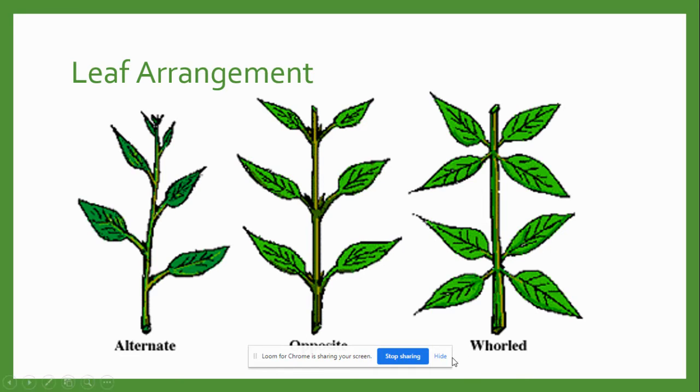So here we have alternate, where you have a space. There's nothing directly on the other side of it. Opposite, if you have one leaf, there's basically a twin. And whorl is where they go all of the way around.